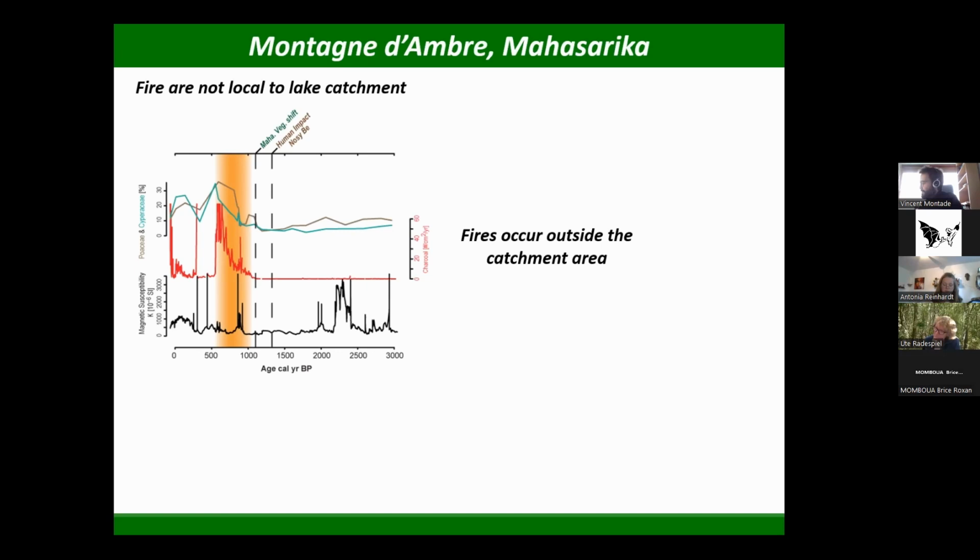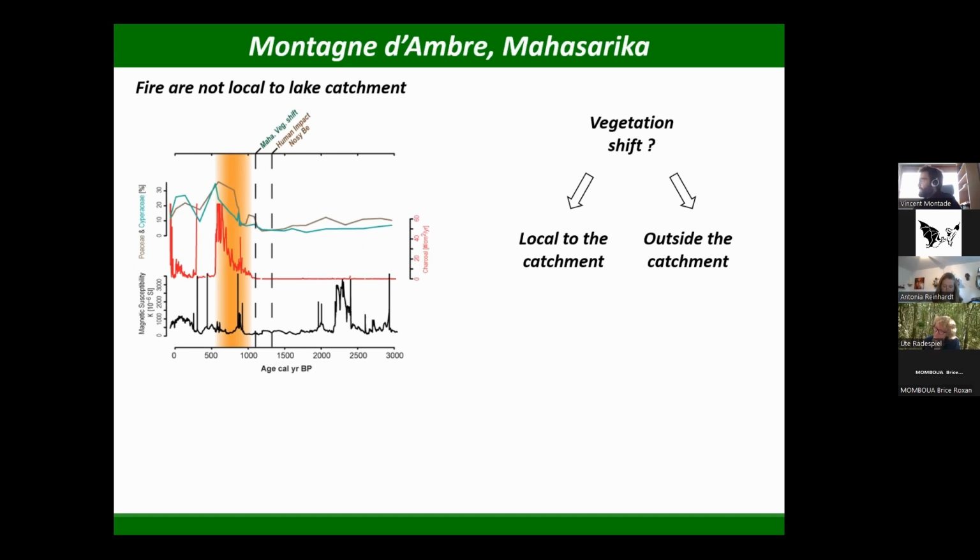1,000 years ago. And the question is about the vegetation shift. Was it occurring local to the catchment or outside the catchment? In which area was the vegetation change occurring? So to answer the question, it can be a bit tricky because Poaceae, for example, could reflect a local vegetation of grass next to the lake.